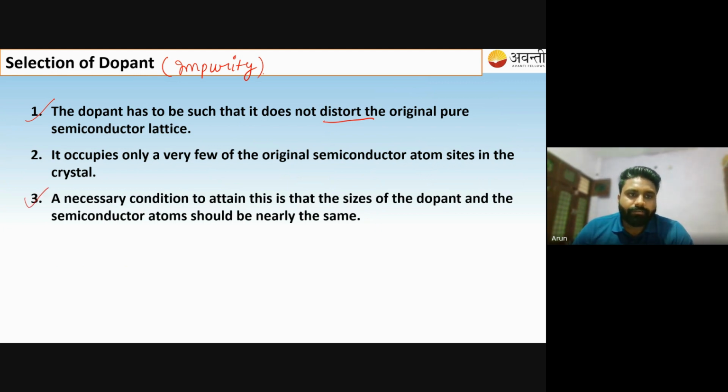The third is the important one. The necessary condition to attain this is that the size of the dopant and the semiconductor atom should be nearly the same. Okay. Think in terms of the outer valence electrons. The original semiconductor has 4 valence electrons in the outer shell. So we must choose that atom which has 5 electrons in the valence shell, or 3, because these are the nearest to 4. Got it?